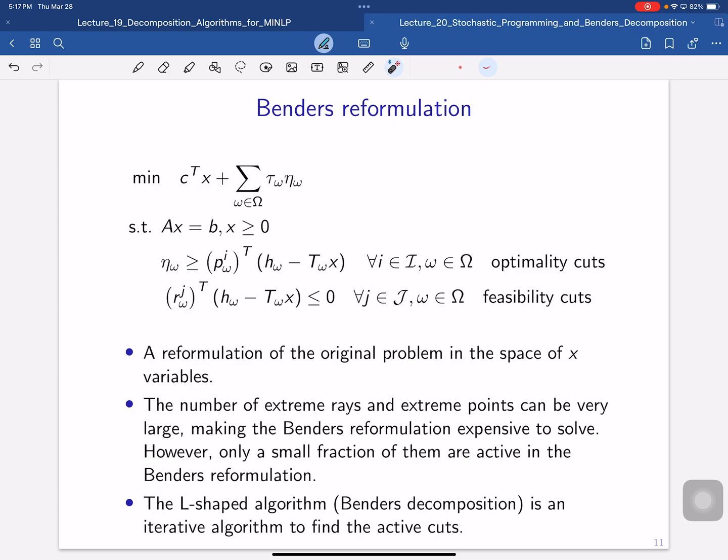Yes. I'm sorry. How is that an optimality cut? Like, what's the explanation for it being written that way? Oh yeah. Greater than. Yeah.